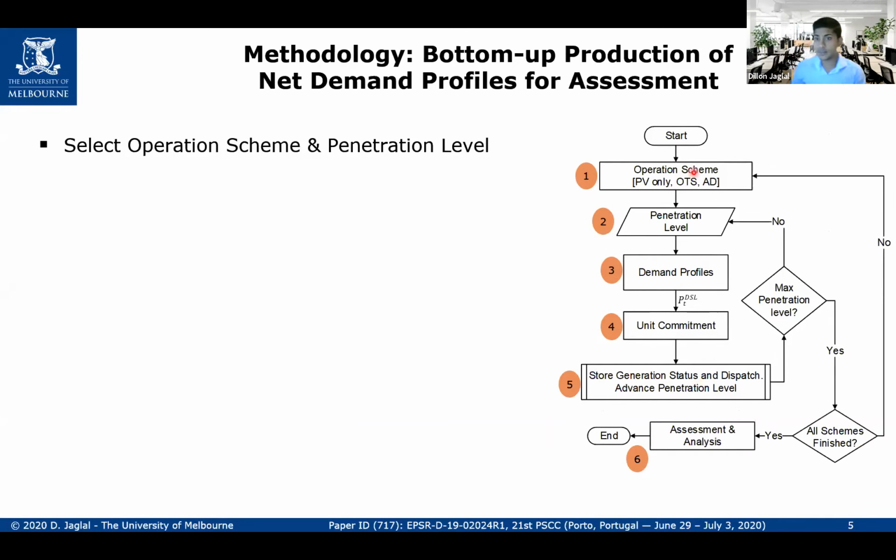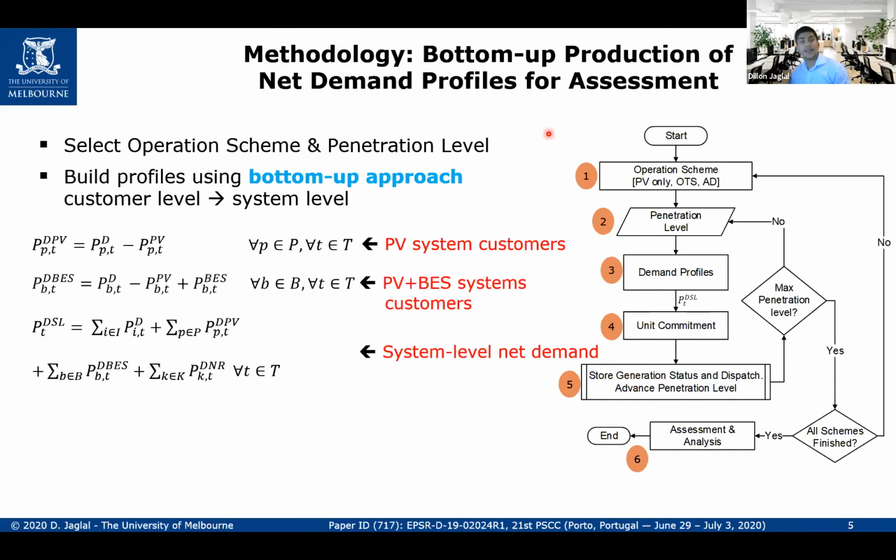So this is the methodology we employ to carry out the study, and I'll walk you through it now. First, you select an operation schema and penetration level, and then you can start building up the demand profiles using these equations on the left-hand side. Depending on the scheme, OTS, AD, or PV, that determines this term here, which is the power of the battery. And then you can get the demand for the customers with battery.